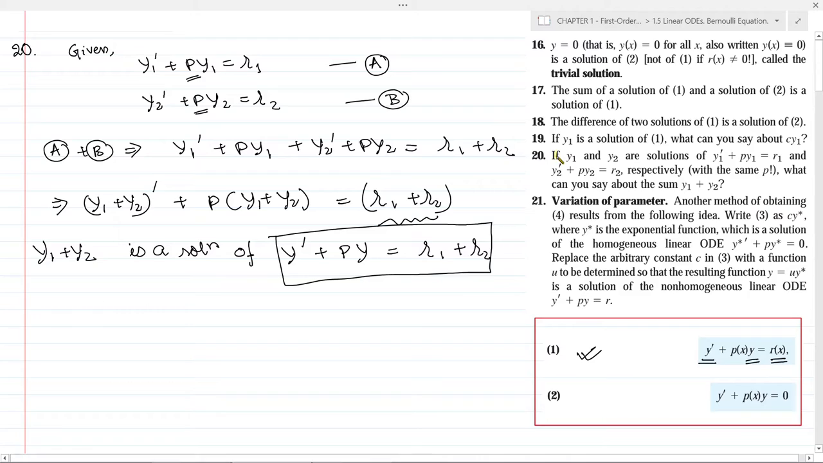So from this we get, if y1 and y2 are solutions of y1 dash plus p y1 equal to r1 and y2 dash plus p y2 equal to r2 respectively with the same p, this point is important because otherwise we could not have taken this p term common. So if y1 and y2 are solutions of these equations, then y1 plus y2 is a solution of y dash plus p y equal to r1 plus r2. You can see that this is the same result that we got in equation 19, where if y1 is a solution of equation 1, then c y1 is a solution of this equation but with c multiplied by r of x on the right hand side. So this is what we can say about y1 plus y2.